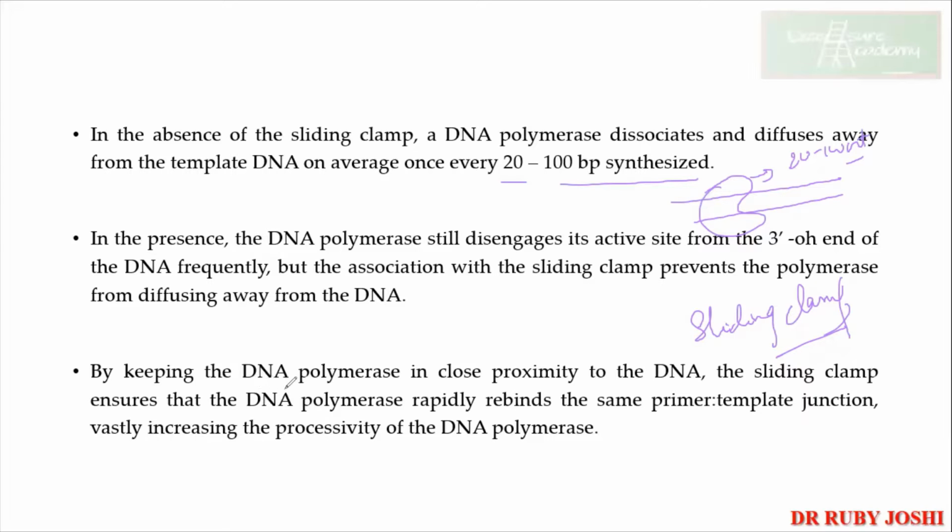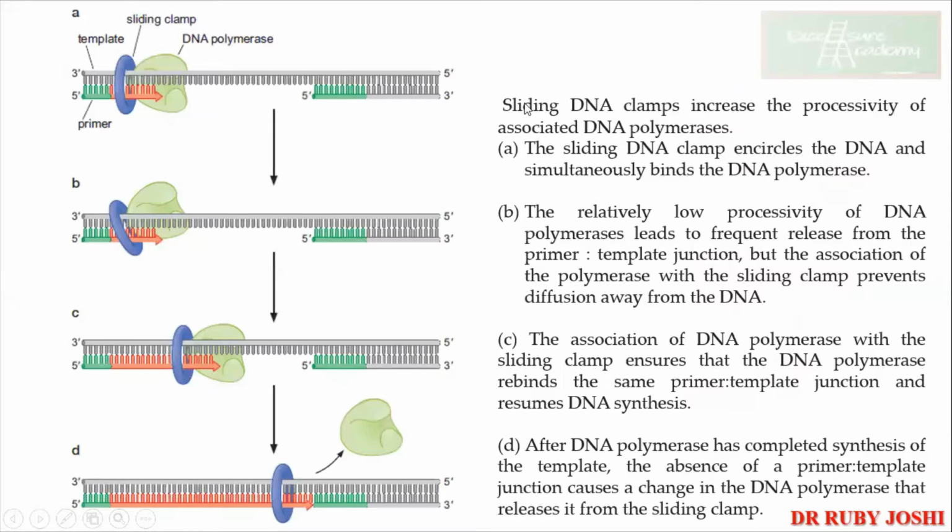So by keeping the DNA polymerase in close proximity to the DNA, the sliding clamp ensures that the DNA polymerase rapidly rebinds the same primer template junction, increasing its processivity. And this is the second point. What did we study as the first point? Why the sliding clamp is important. The second point is the importance of having the sliding clamp in increasing the efficiency of the DNA polymerase. Okay. Now look at the figure. It will be more clear for you.